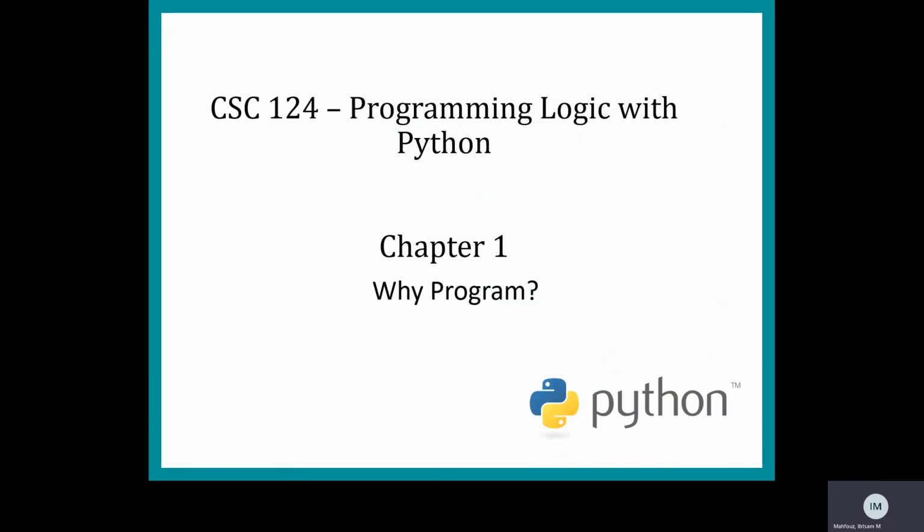So chapter 1 is just an introduction to how computers work and how programs work. We're not going to be learning how to write any code in this chapter. This is just an overview of how computers work.